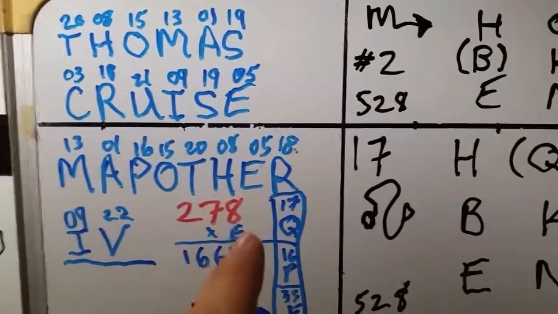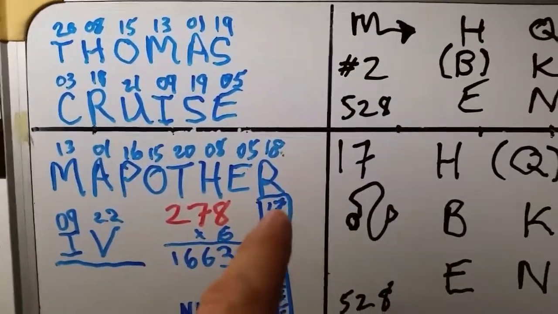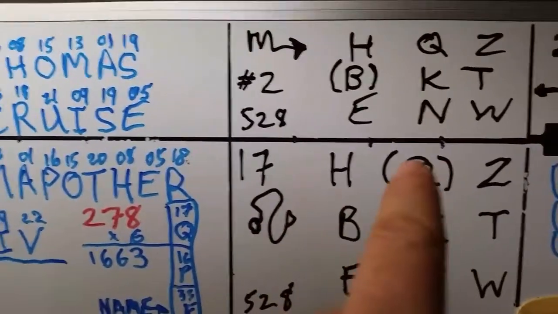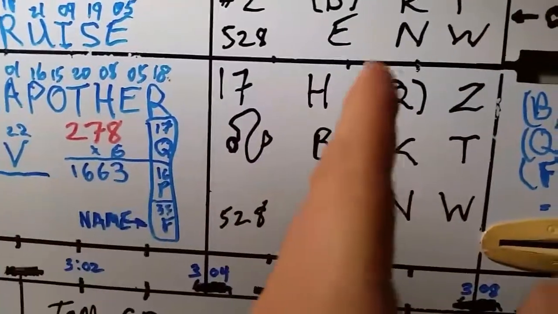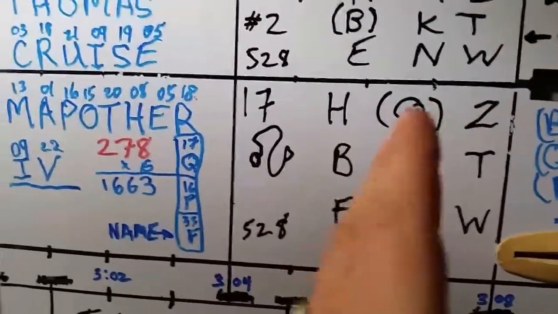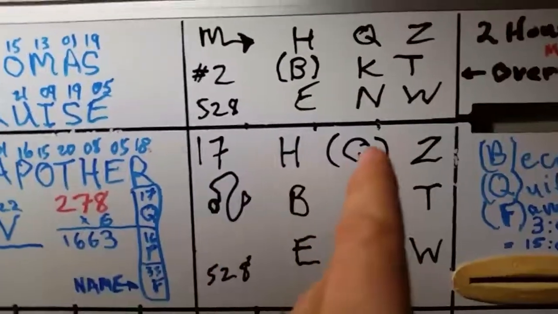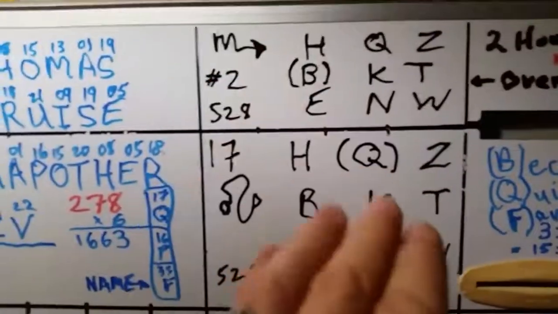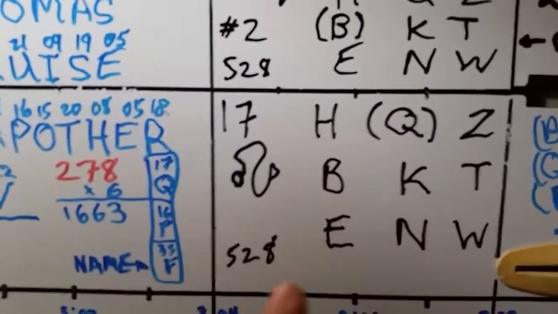Now when I add up Thomas Cruise Mapother, it equals 278. 2 plus 7 plus 8 is 17. That's Q. All right, so we see the Q. 306 is right here in the middle. Okay, so that's Tom Cruise's full name at birth.